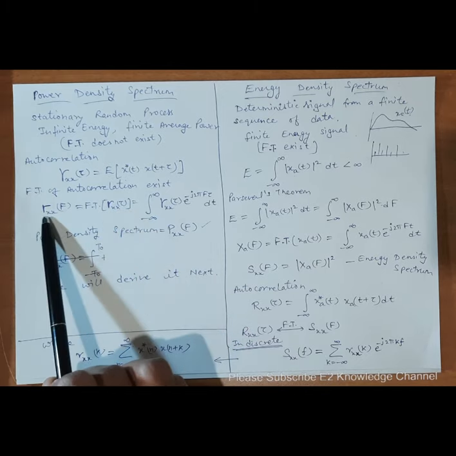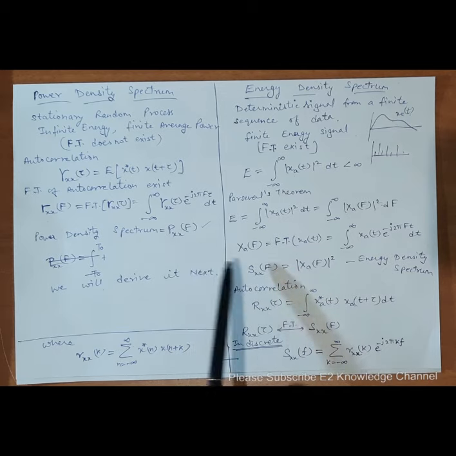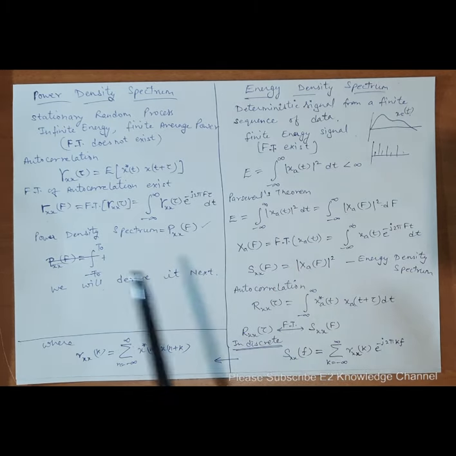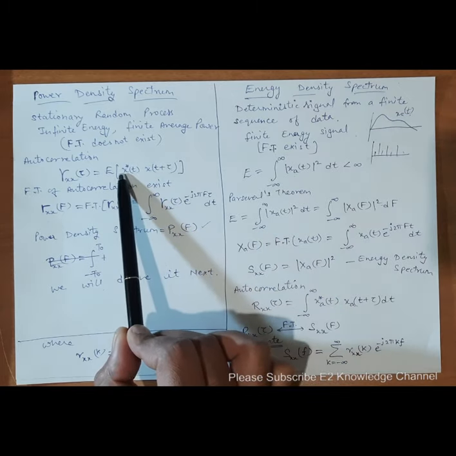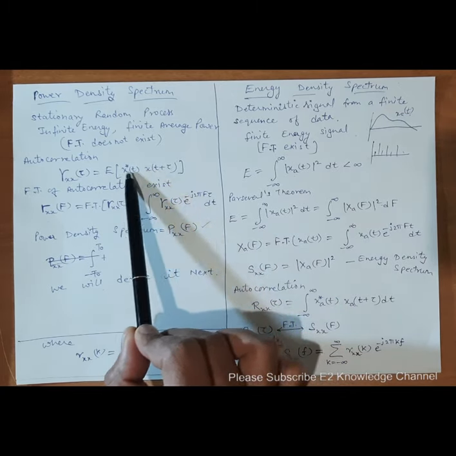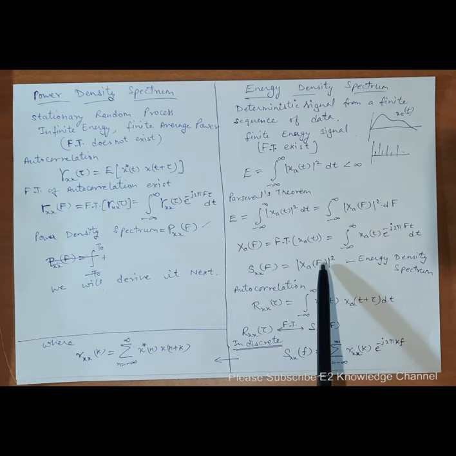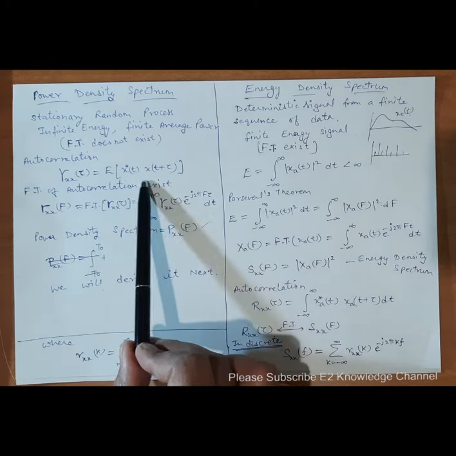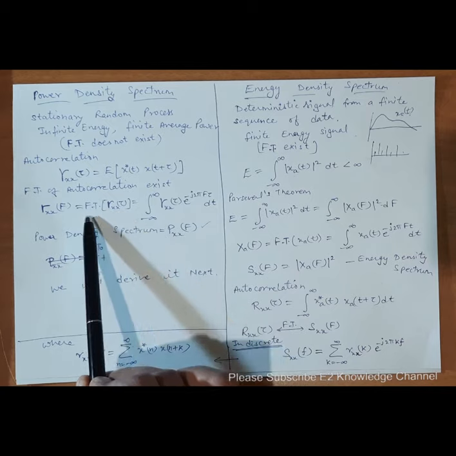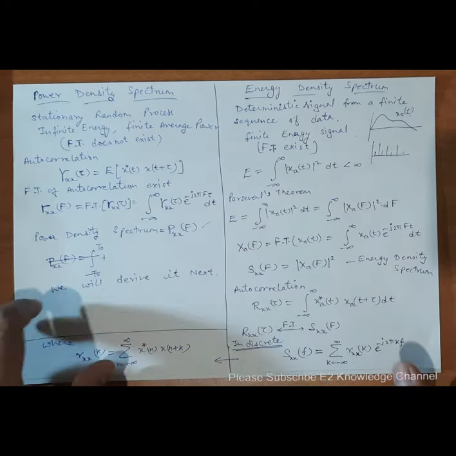So we do the Fourier transform of the autocorrelation function, and this Fourier transform is known as the power density spectrum, because the autocorrelation function itself is already the product x into x, the squaring of the signal. That is why we don't need to square after finding the Fourier transform. So it is easier: do the autocorrelation, find its Fourier transform, and it is the power density spectrum.